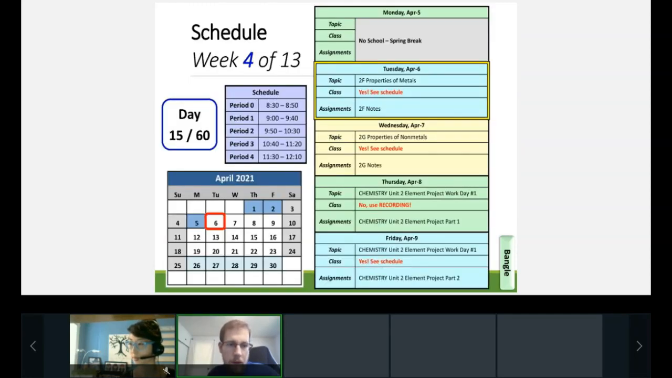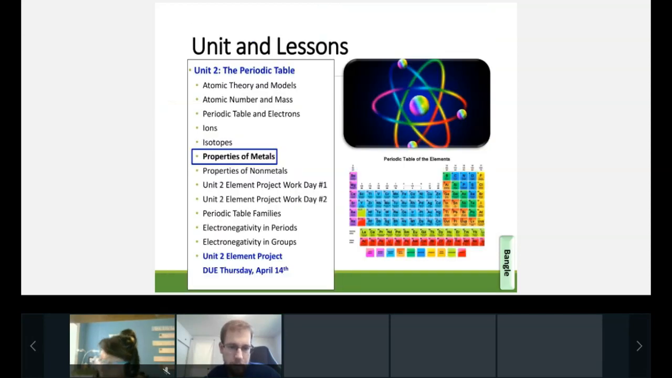All right, we are speeding through here. We are on week 4 of 13. We only get a 4-day school week this week, so yay for us. And then Thursday, as usual, will be a recording day where you will have time to work on the unit project. And for units and lessons, we're almost about halfway through.